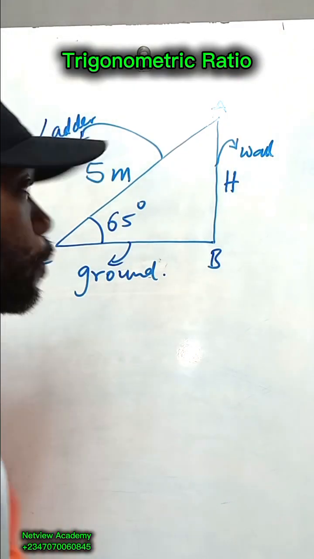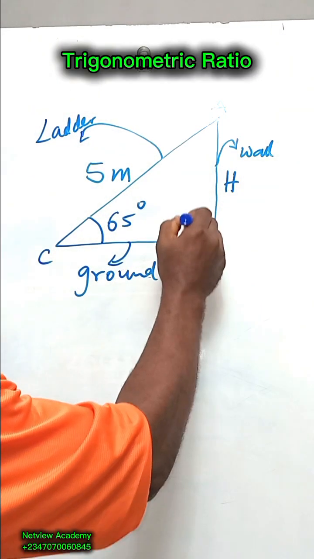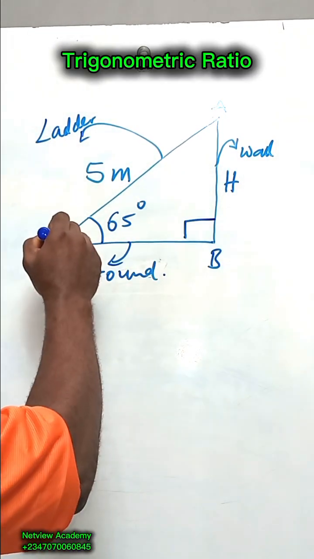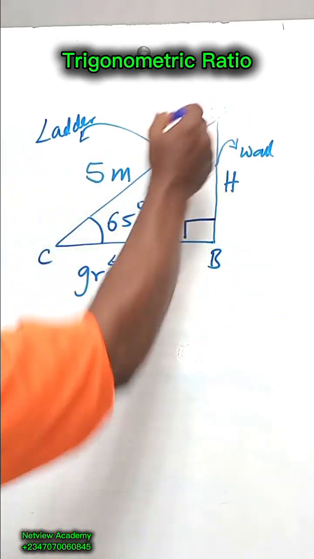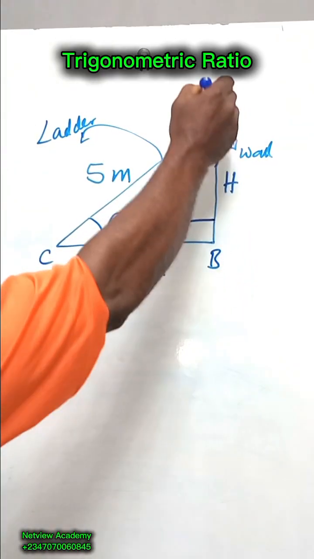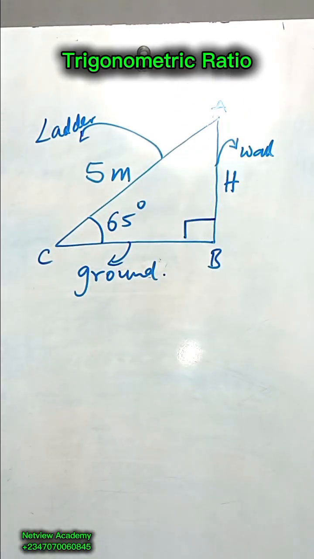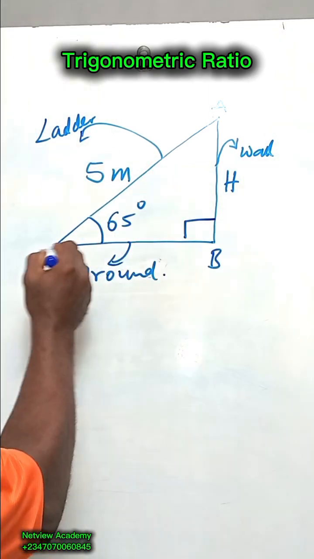Look at this question. A ladder leans against the wall. This is a ladder. The ladder leans against the wall, and the length of the ladder is 5 meters. And this is the wall, the vertical wall. The ladder makes an angle of 65 degrees with the ground.